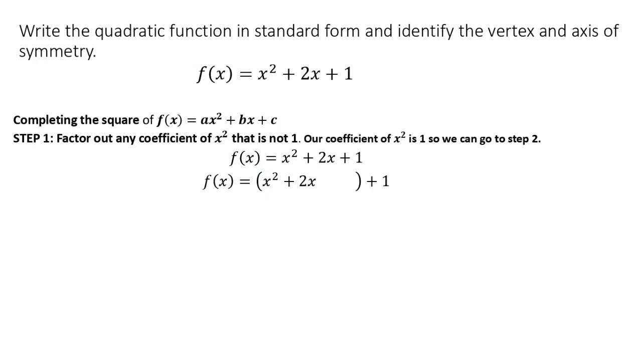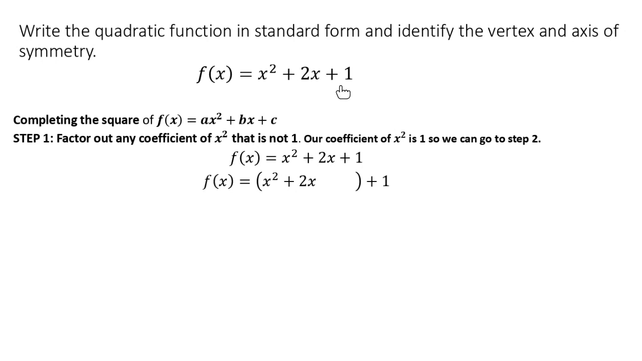You have homework problems that say, write the quadratic function in standard form and identify the vertex and its axis of symmetry. The axis of symmetry is going to be very easy. Like before, if we know the x value of the vertex, we know the axis of symmetry as well. You see that we are given a function in general form, ax squared plus bx plus c. My a value here is 1, my b value is 2, my c value is 1.